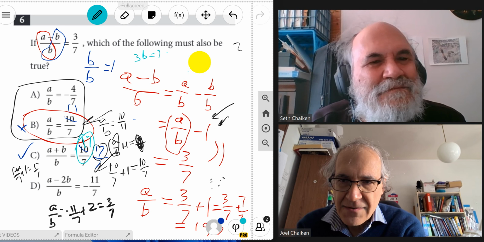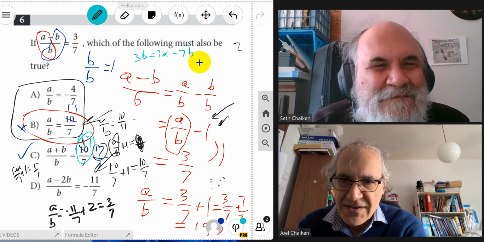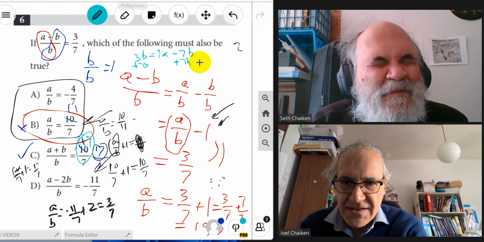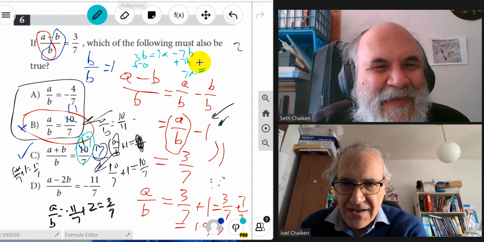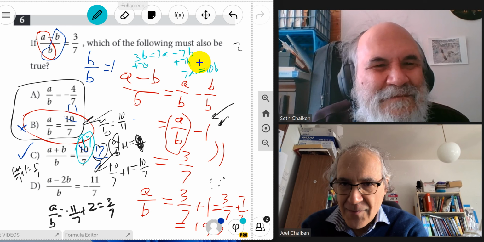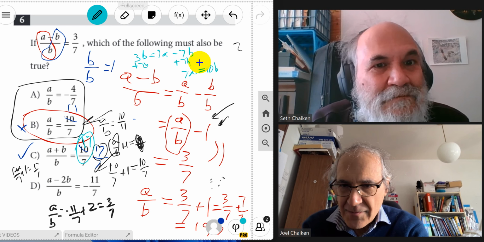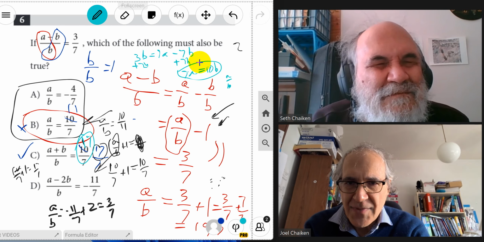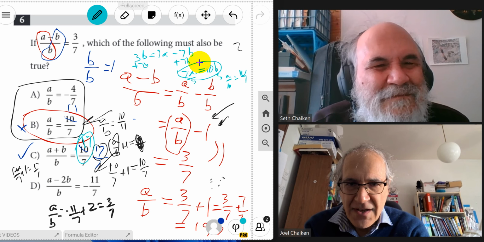3b is equal to 7a minus 7b. Don't forget to distribute correctly. Oh, this is really complicated. Yeah, it's a pain. You add 7b to both sides, so it's 7a is equal to 10b. Then you have to solve for a over b. Now you're stuck, right? Because at this point, you don't really know which one of these is going to be the answer. But here you would take the same chance. A over b is 10 sevenths by dividing both sides by b, and you get the same answer.